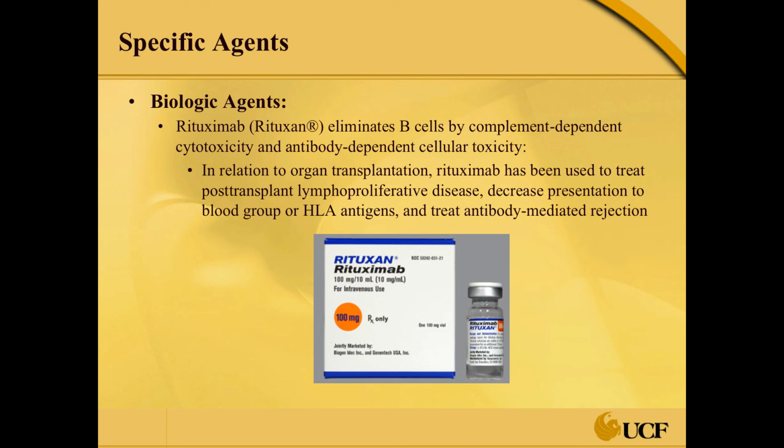Rituxan eliminates B cells by complement-dependent cytotoxicity and antibody-dependent cellular cytotoxicity. So in relation to organ transplantation, Rituxan has been used to treat post-transplant lymphoproliferative disease, decrease sensitization to blood group or HLA antigens, and treat antibody-mediated rejections.